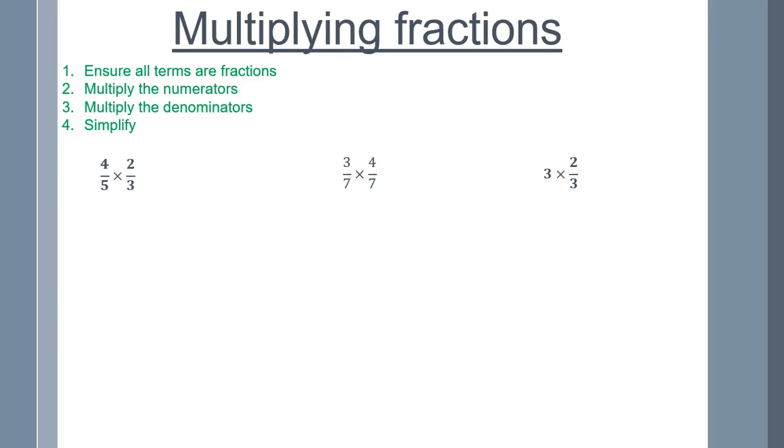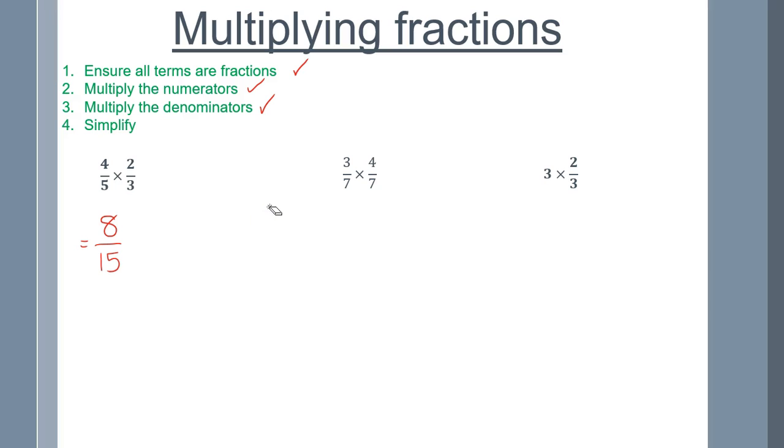Okay, so multiplying fractions is the easiest one, and you can see the steps have changed. So we're going to check first of all that both are fractions. Yes. We're going to multiply the numerators. So 4 times 2 is 8. Done. Multiply the denominators. 5 times 3 is 15. Done. Simplify. Can't do that.